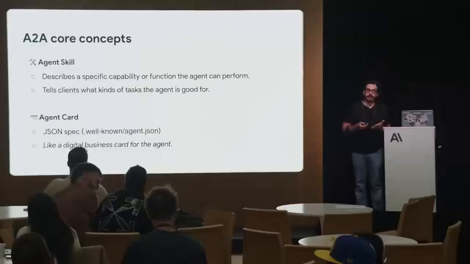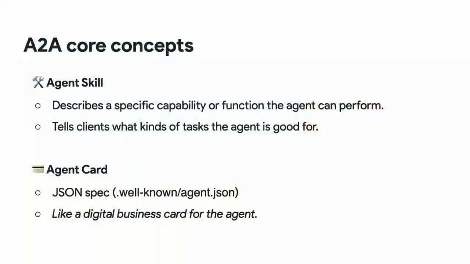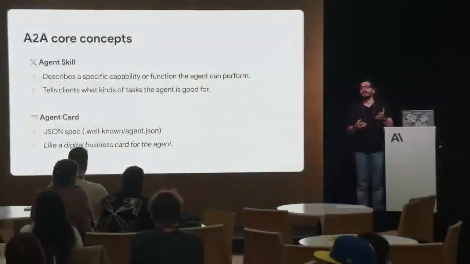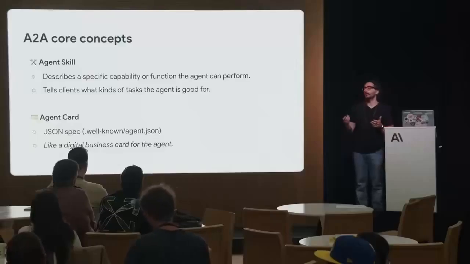The concepts that you need to know about A2A are agent skills, which essentially describe the function or the capability of the agent. It's like a business card of your agent with respect to other agents. The agent skill describes what the agent is capable of doing. And then you have the agent card, which is essentially a digital business card for the agent, and will allow other agents or applications to know what the skills of the agent are and how to interact with it.